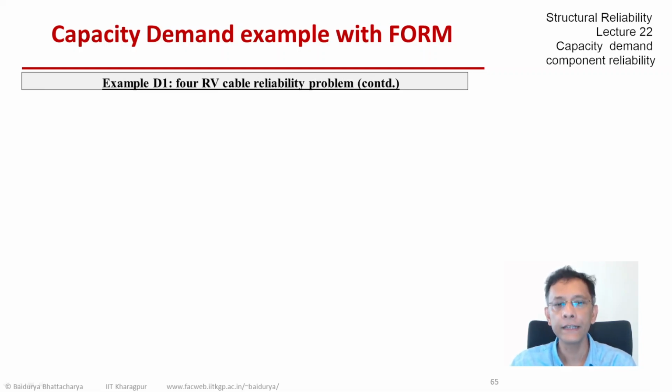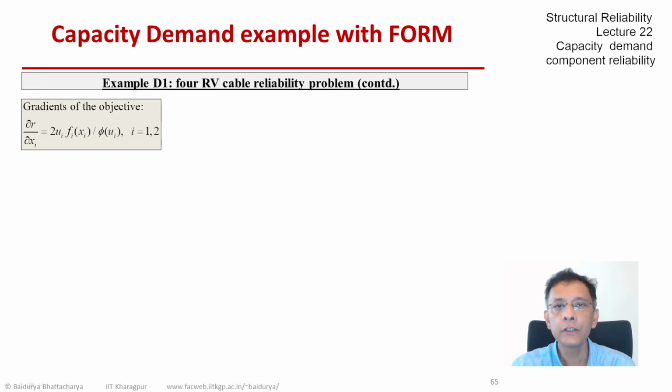If we take a gradient-based approach to solve this optimization problem, we would need to provide the gradients of the objective function. So let us see what those gradients would look like. For the first two random variables, x1 and x2, they are straightforward. We have already looked at them in problem C1 earlier in this lecture.